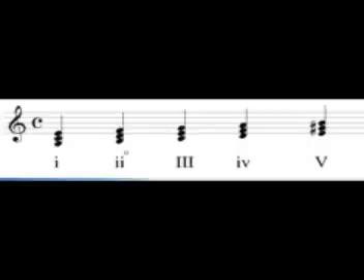5 is always major. Now this is very important when analyzing pieces in any key, but especially in minor, because it's always surprising and you're not ready for it because it doesn't have a diatonic identity.